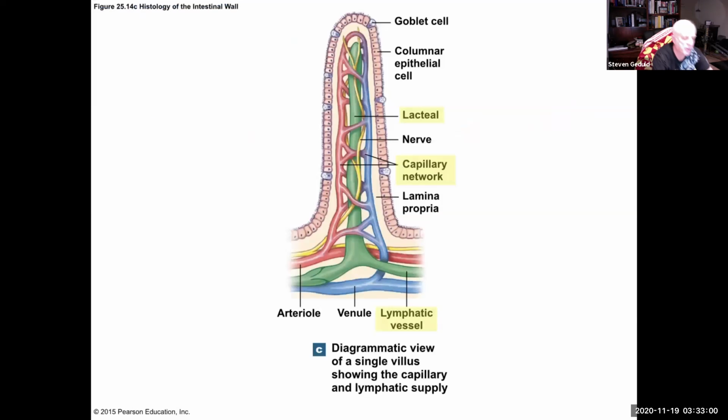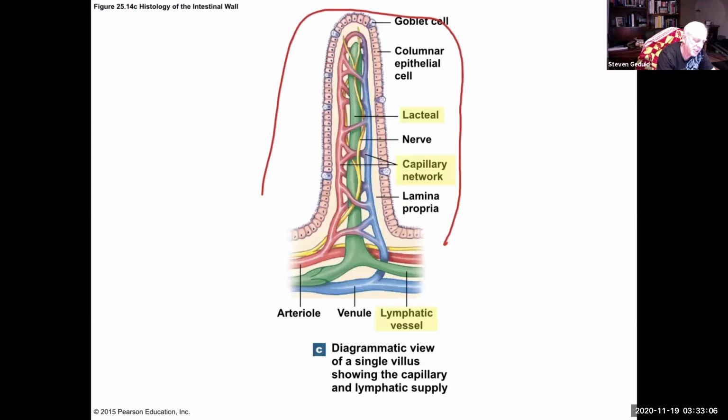Okay, and this is a real good view of the plica, of this microvilli right here. It comes up and extends. You can see arteries, veins, nerves, and lacteals, your lymphatic system. You have this whole capillary network, with arteries and veins interconnecting with each other. All these capillaries absorb all the nutrients from your intestine into your blood vessels.